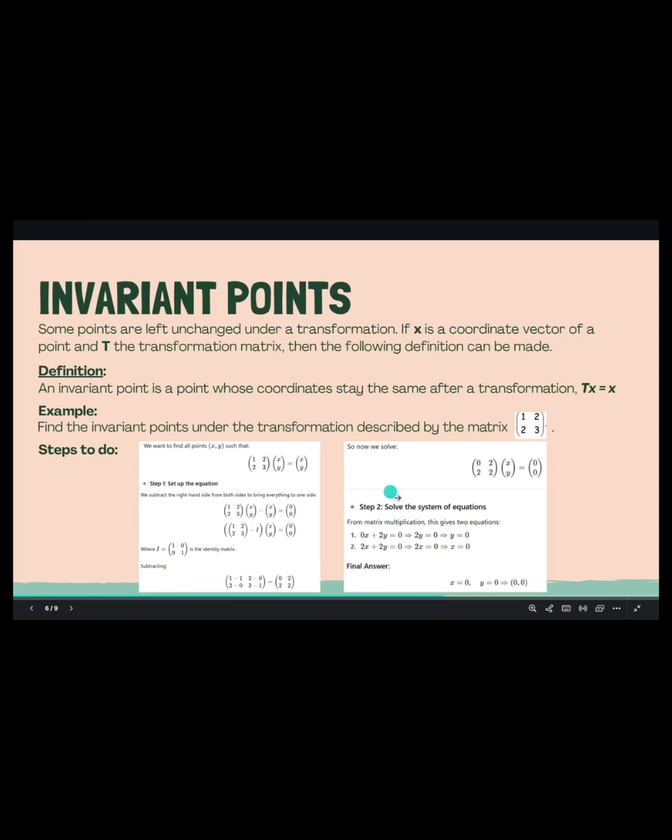Then we solve the system of equations. From matrix multiplication, this gives two equations. First, 0x plus 2y equals 0, then 2y equals 0 and y equals 0. The second equation, 2x plus 2y equals 0, gives 2x plus 0, so that means x equals 0. The final answer is x equals 0 and y equals 0. We get the coordinate (0, 0).